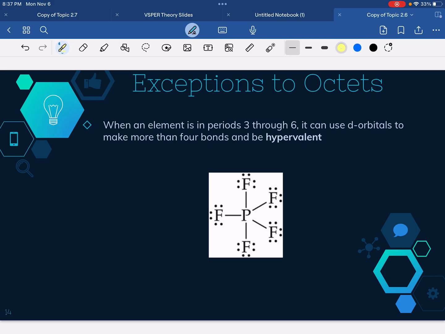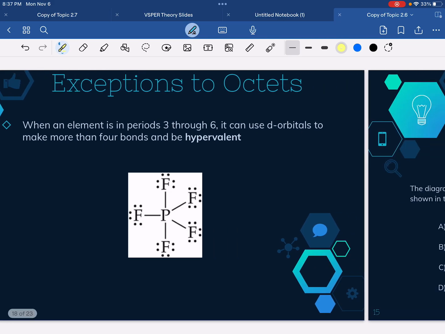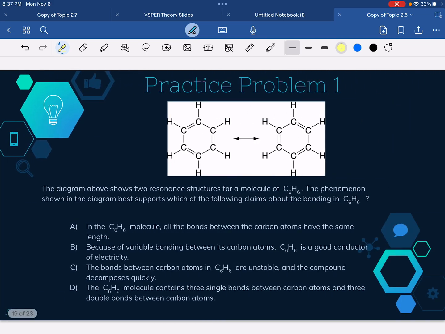And then we have our expanded octets here. Our expanded octets, and again, it's because they have more electrons than the 8 in the octet, and they have D electrons that can do that. So in periods 3 through 6, they use the D orbitals to make more than 4 bonds and become hypervalent. Okay, and you can go through the practice problems.